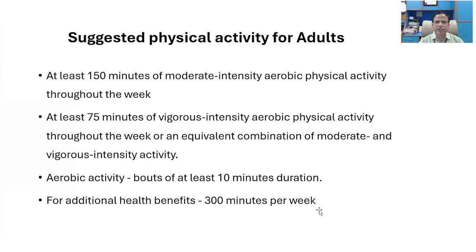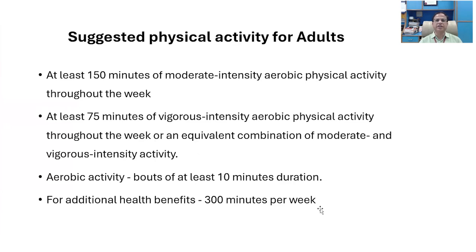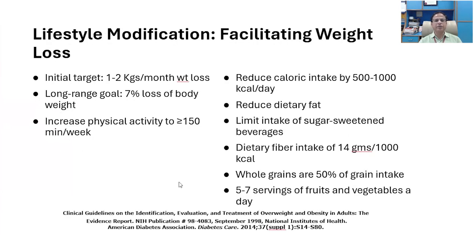So this is suggested physical activity for adults: at least 150 minutes of moderate intensity aerobic exercise throughout the week, or at least 75 minutes of vigorous intensity physical activity spread throughout a week, or at least 5 days in a week. Or if you are doing aerobic exercise, just 10-minute duration bouts every day, you can prevent diabetes by doing these physical activities. Lifestyle modification with your BMI more than 25 kg per meter square.